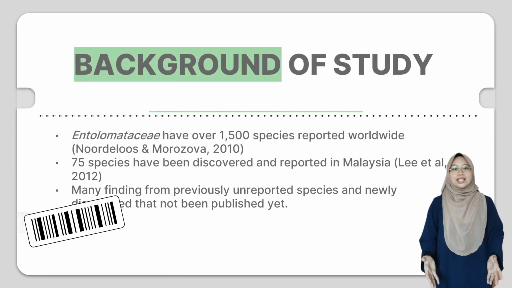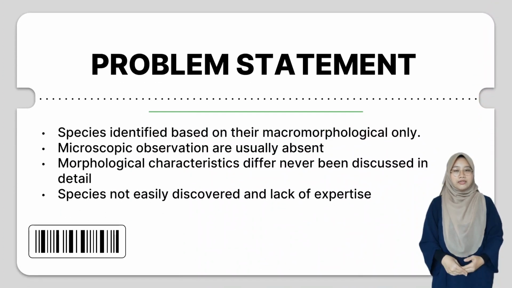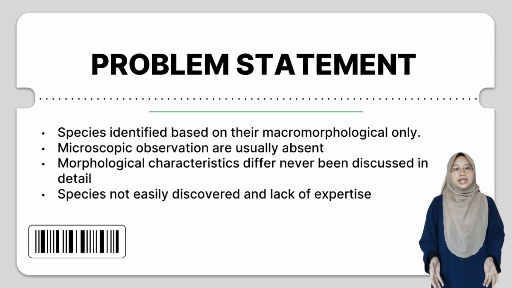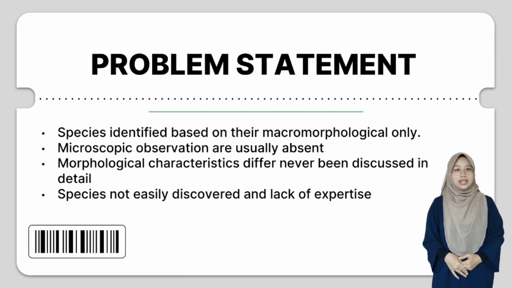In Malaysia, the study of Entoloma has been relatively limited. Many of the new findings are actually from previously unreported species, as well as newly discovered species which have not been published yet. Entoloma species identified from previous research are identified only on their macromorphological characteristics, with an absence of microscopic observations. The morphological characteristics that differ in different subgenus have never been discussed in detail. This is probably due to the undiscovered species and lack of expertise in Malaysia.